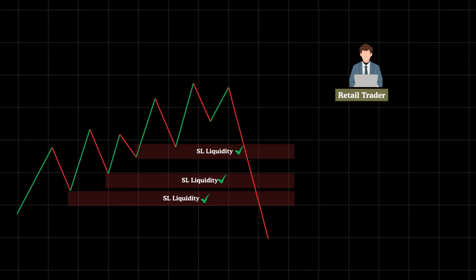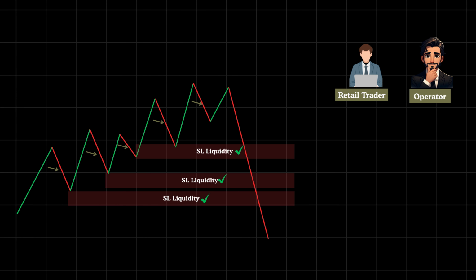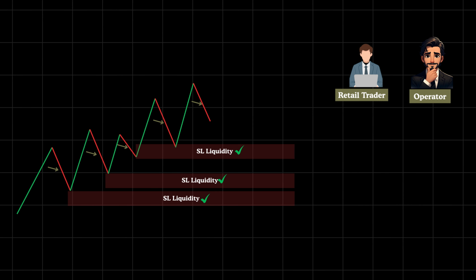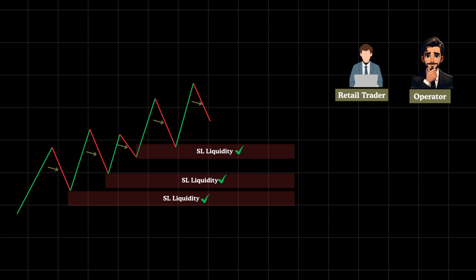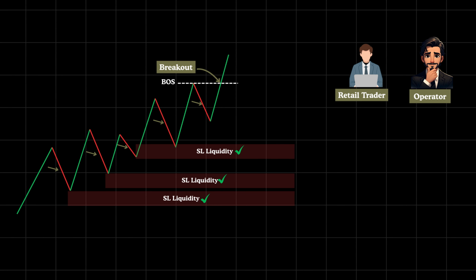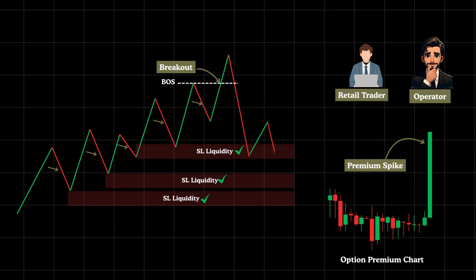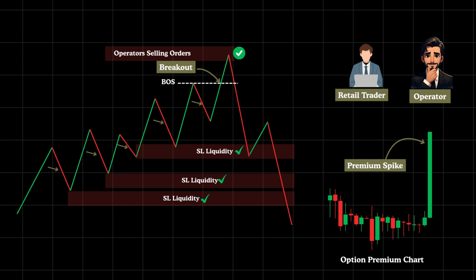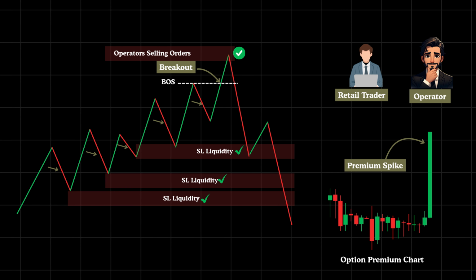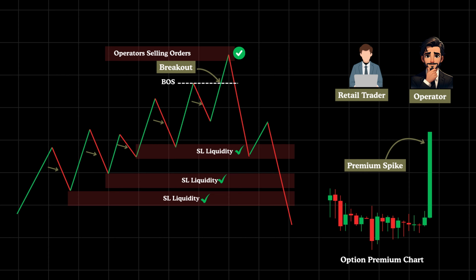There is a higher probability of these small corrective moves occurring at these points. Operators place minor selling orders, causing the price to decline gradually. Often, in such scenarios, after a small breakout in the direction of retail traders' entries, as soon as the option premium spikes, the price drops sharply due to large selling orders executed by operators at higher levels. Therefore, breakouts do not truly occur in the market. They are orchestrated by operators to trap as many retail traders as possible.